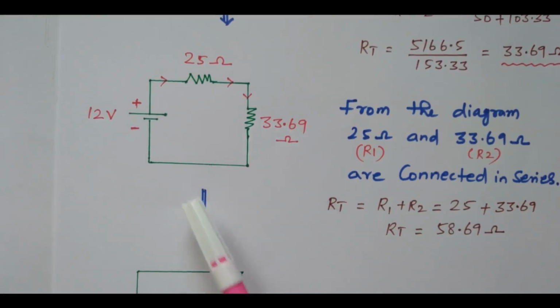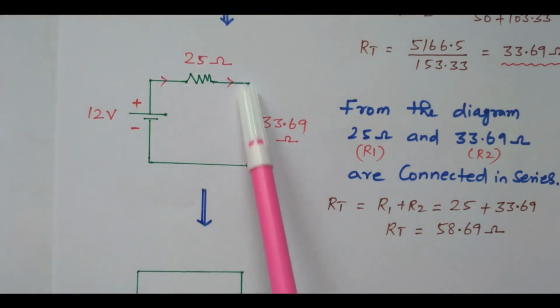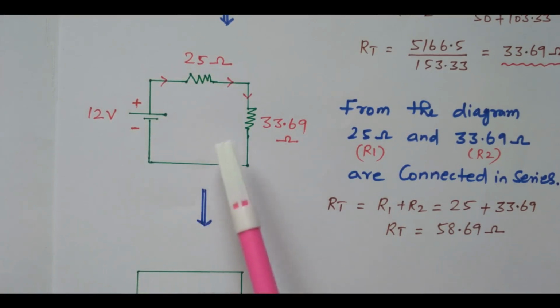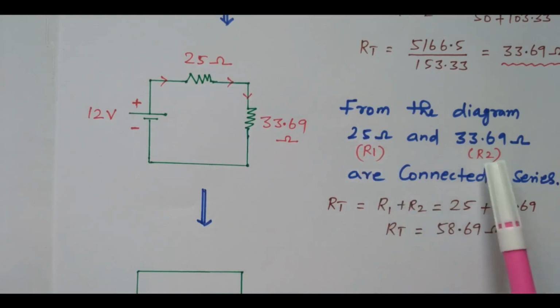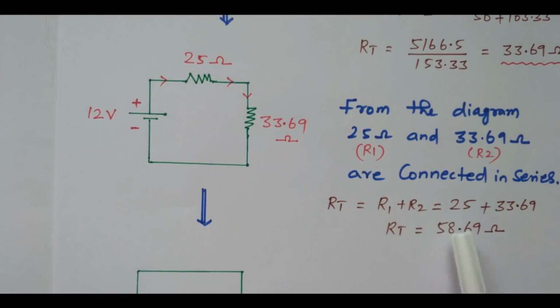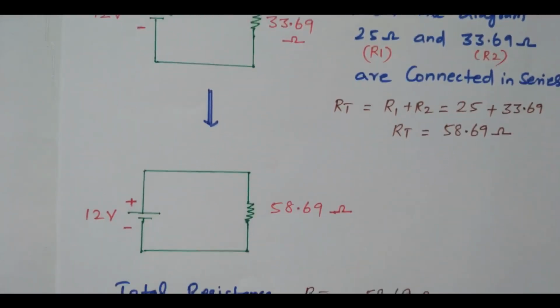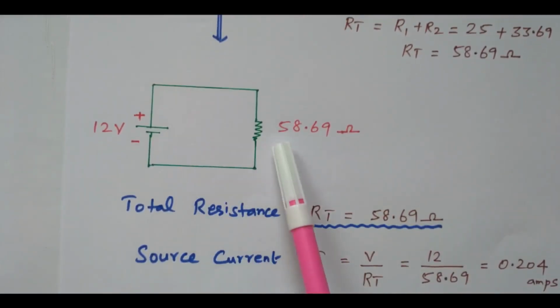Now from this diagram it is clear these two are in series. The same current is flowing through 25 as well as this 33.69 ohm. So what is the resultant sum of these two, R1 plus R2? We'll take this 25 ohm as R1, 33.69 as R2. So 25 plus 33.69 is 58.69 ohm. So these two can be replaced with a single resistor 58.69. The simplified diagram is available here. See this, now it is replaced with 58.69. So this is the total resistor.